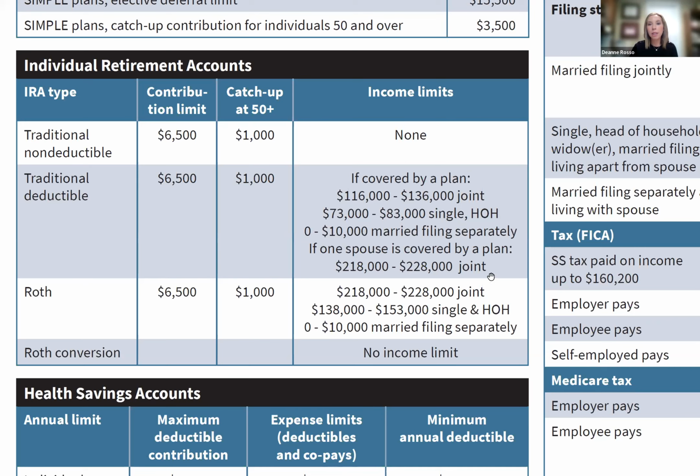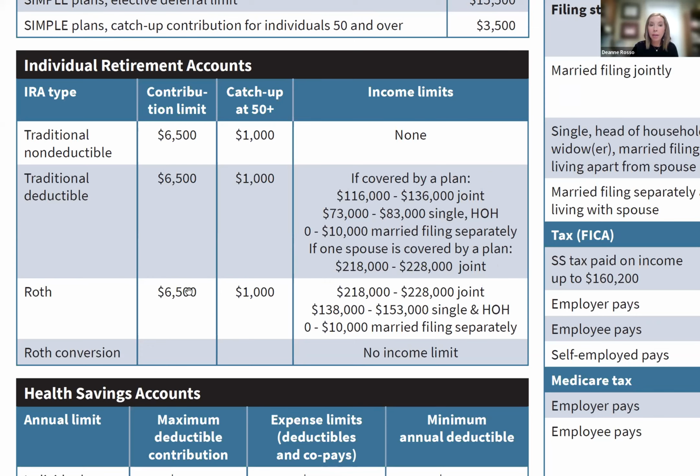And if one spouse is covered by a plan, but the other spouse is not, you do get a higher income limit in order to help that other spouse be able to put into an IRA or save for their retirement. And actually, both of you can do it if one spouse is covered by a plan, but your income is less than the max of $228,000.